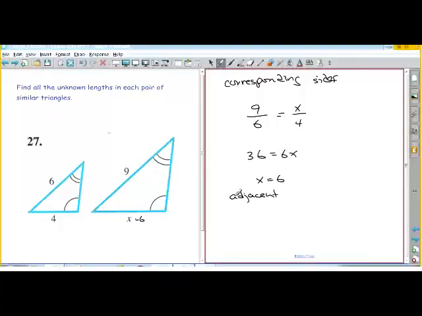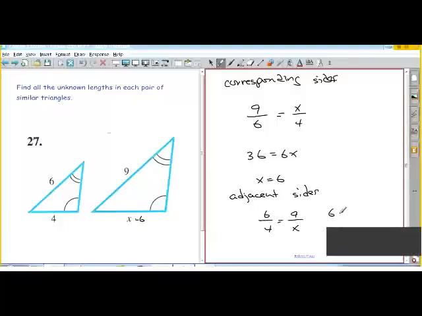Now if I do adjacent sides, I'm going to compare this with that and this with that. So I'll have 6 divided by 4 is equal to 9 divided by x. If I cross multiply, I'll get the same thing: 6x equals 36, and x is equal to 6. So either way, you get the same answer. So those are real easy, those kinds of calculations.